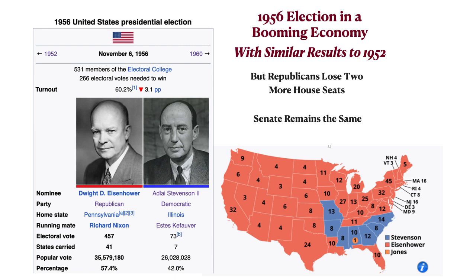It's pretty similar to the map. You could see Stevenson has lost a couple of states, West Virginia and Kentucky. He's gained Missouri, but it's still a landslide in the Electoral College, and Eisenhower actually gained a few more percentage points in the popular vote.